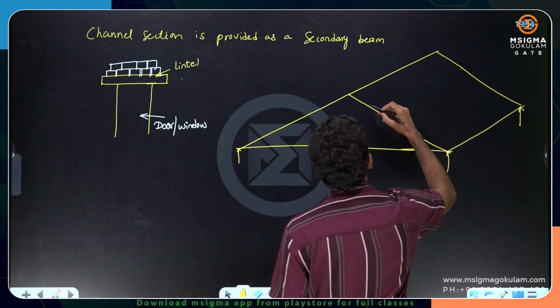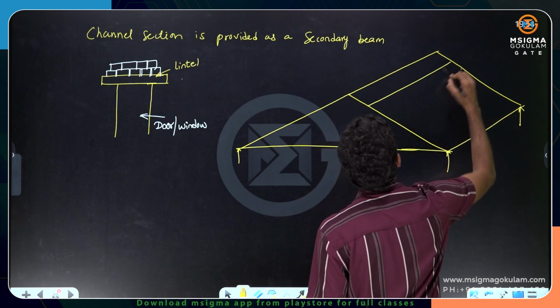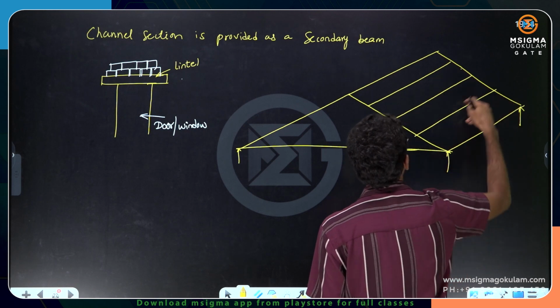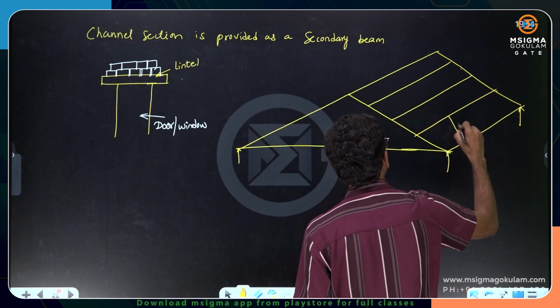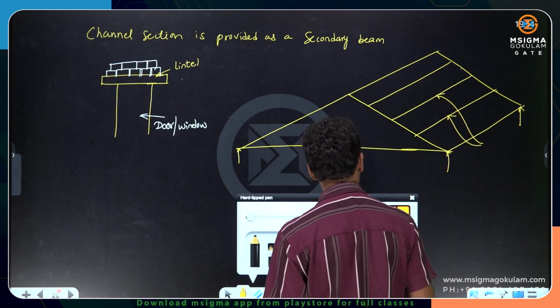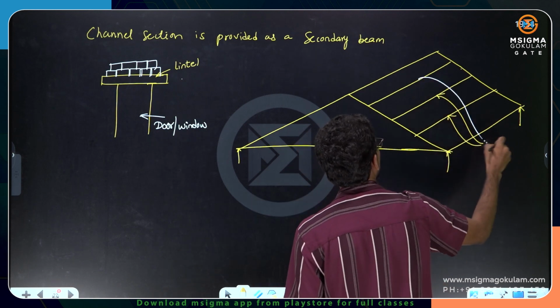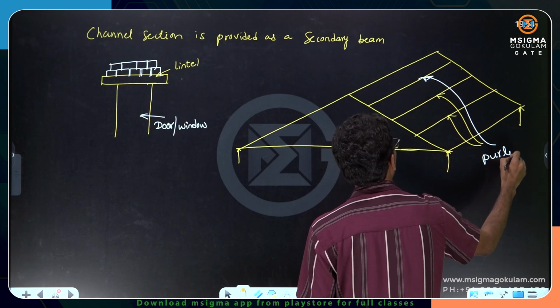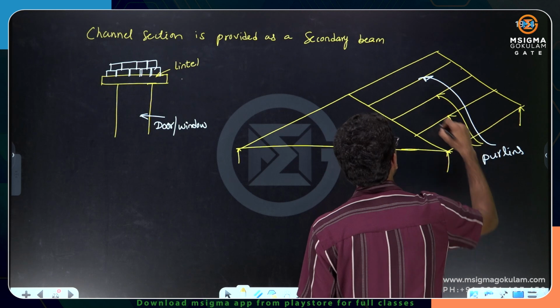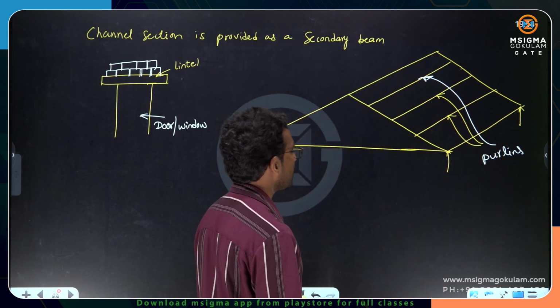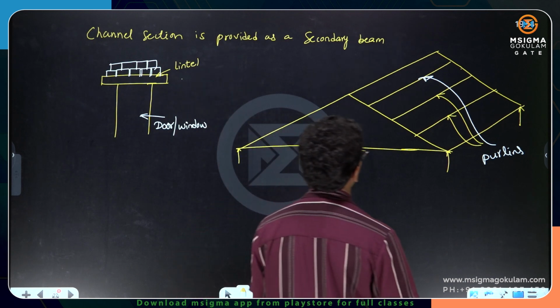In order to arrest that, we need to have purlins. We have to provide beams like this. These are the beams which are provided in between the roof trusses. We call them purlins. So, purlins are the beams which are provided in roof trusses to support the roof sheeting. To support the roof sheeting, we provide the purlins.